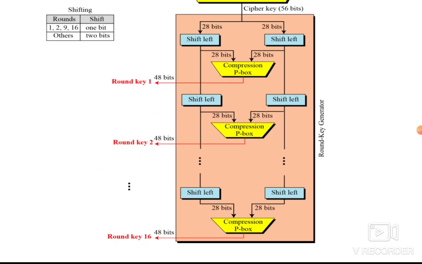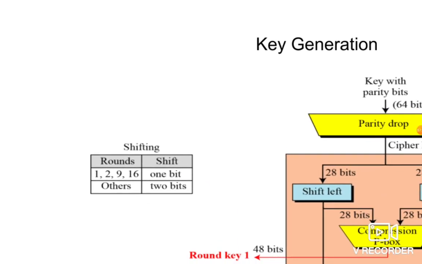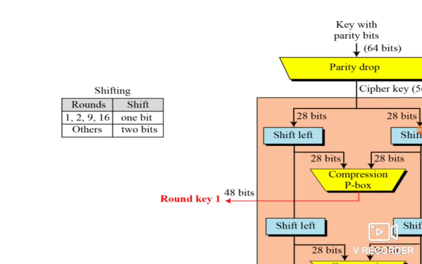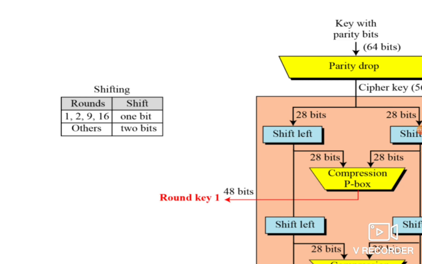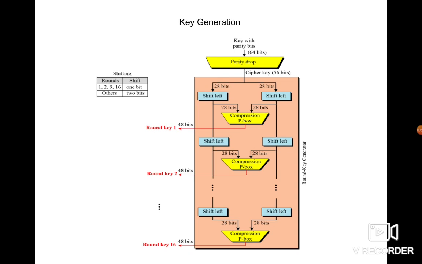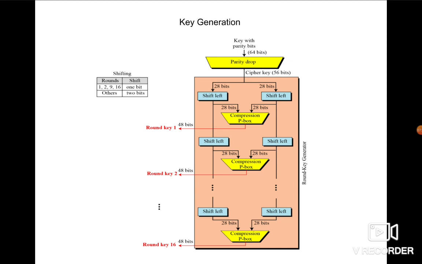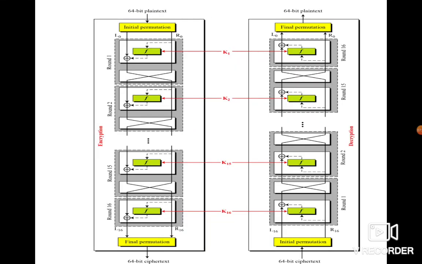As I told, from our single key you have to generate 16 different keys by using the shifting operation and the compression permutation. The shifting operation works as follows: for rounds 1, 2, 9 and 16 the bits are shifted 1 time. For all the other rounds the bits are shifted 2 times. Using the key generator, 16 different keys are created and each one is used for each round. So this is the general diagram.